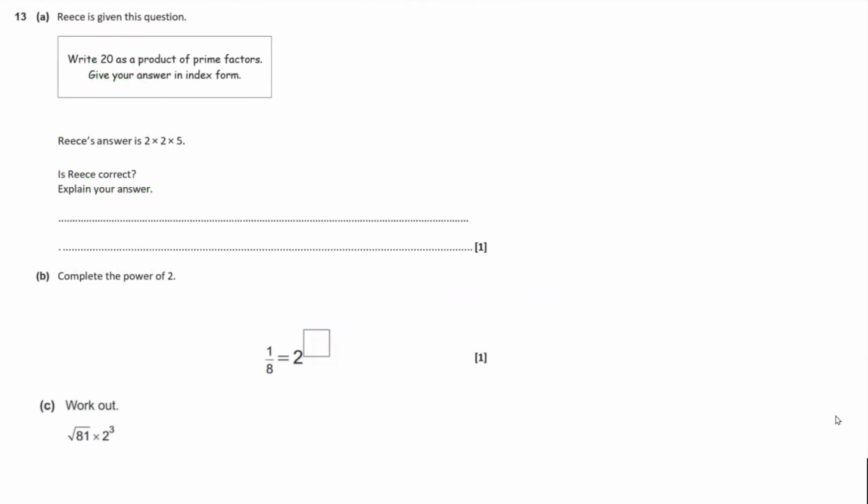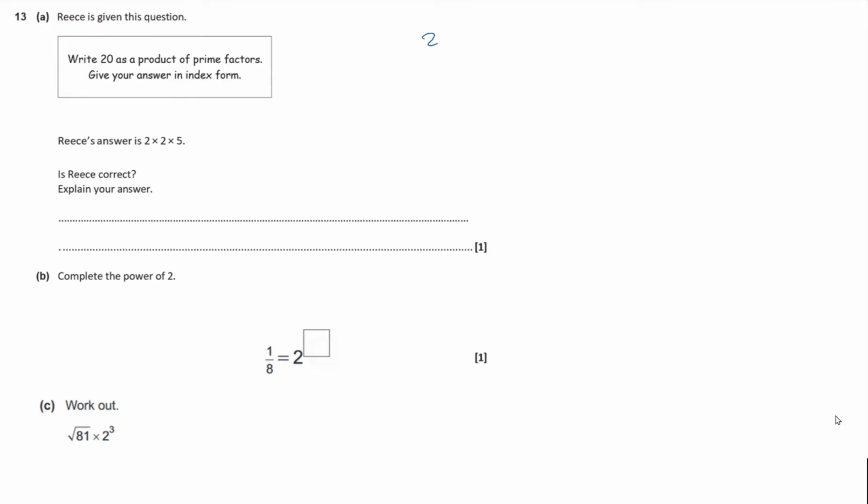Question 13, part A. Reese is given this question. Write 20 as a product of prime factors. Give your answer in index form. Reese's answer is 2 times 2 times 5. Is Reese correct? Explain your answer. I think that looks all right to me.